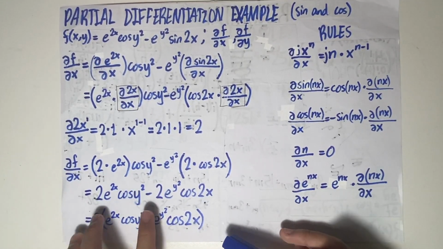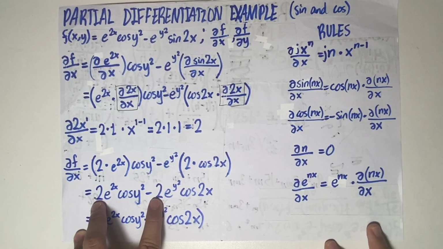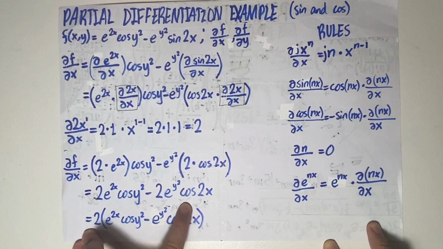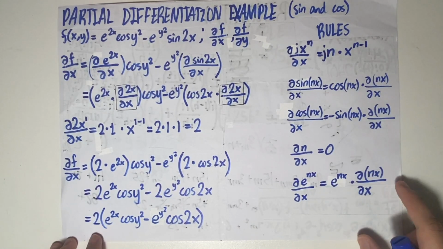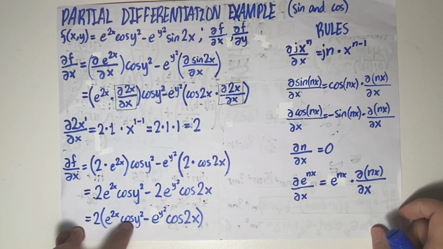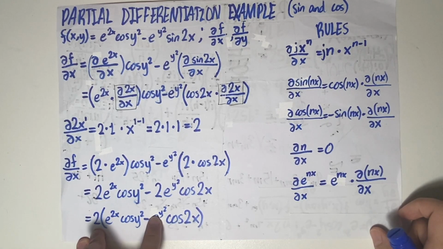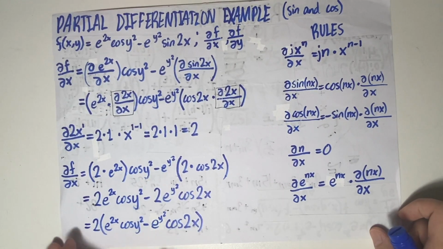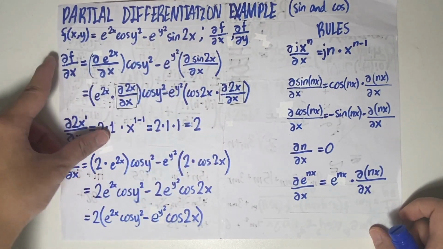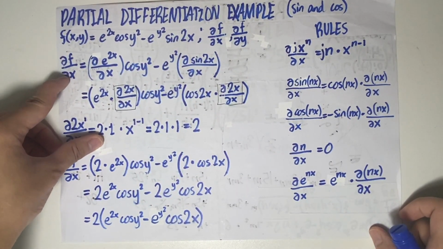Both of these terms are multiplied by 2, so we can factor 2 out from each of them, which leaves us with the final answer of 2 times open bracket e to the power of 2x times cosine y squared minus e to the power of y to the power of 2 times cosine 2x close bracket. That is our final answer for differentiating f in terms of x.